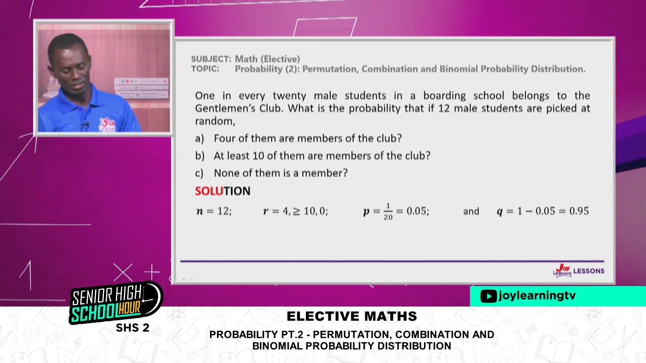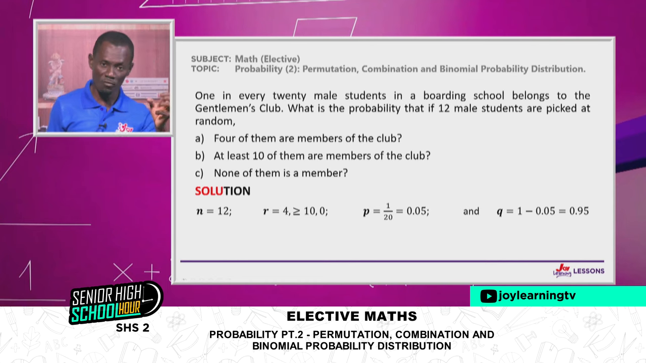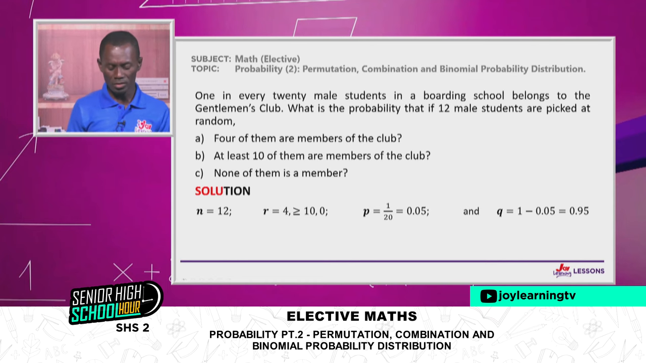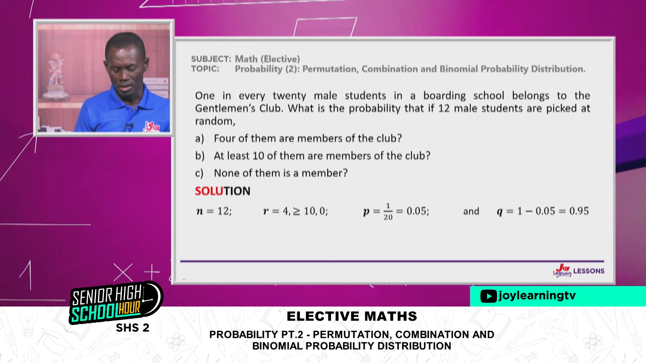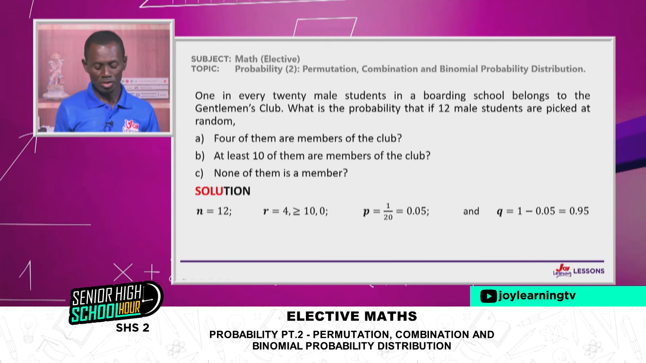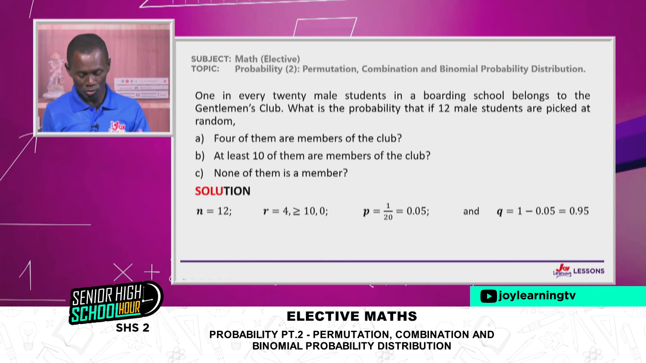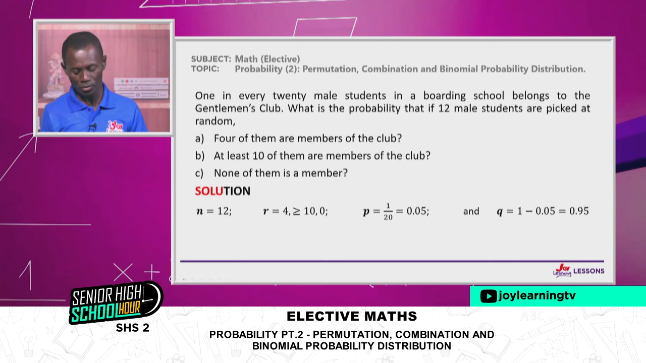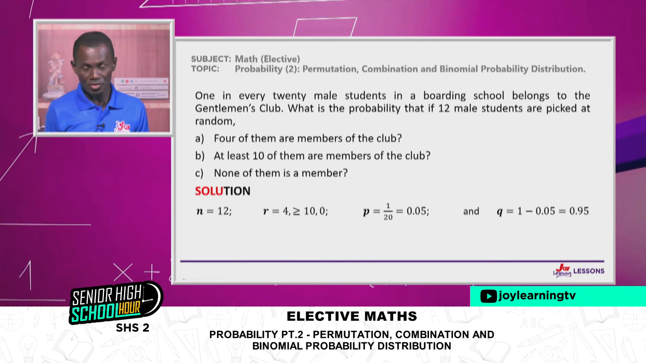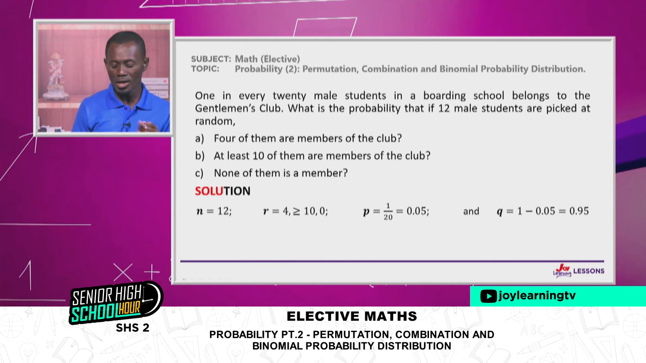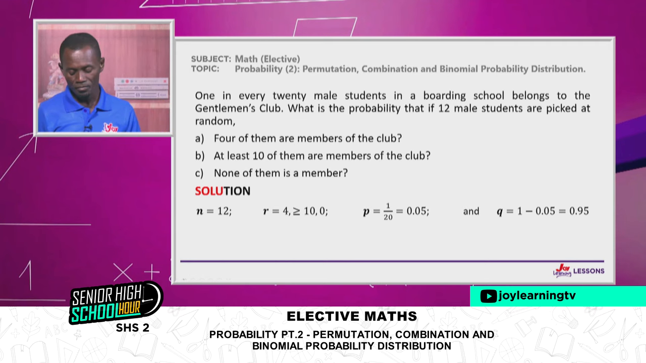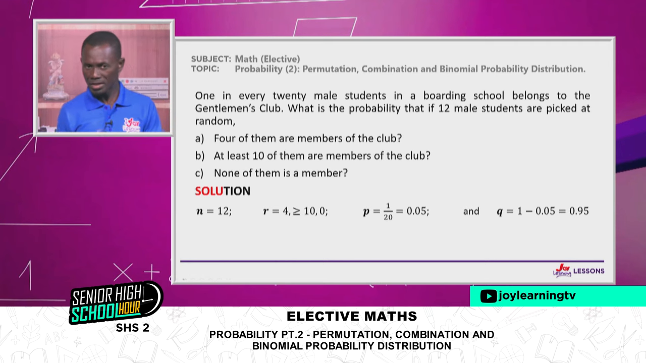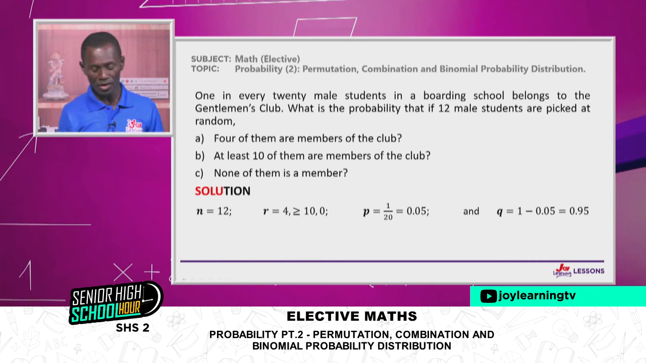We have our key factors. N is 12 because that is the number of people we picked. And the question says 4 of them are members, so R is 4. We also have the second situation to be at least 10, which is greater than or equal to 10, and none of them, which is 0. Now, P, our success rate, the question gives us: 1 out of every 20. So 1 divided by 20, or 0.05. In other words, Q will be 1 minus P, which is 0.95.